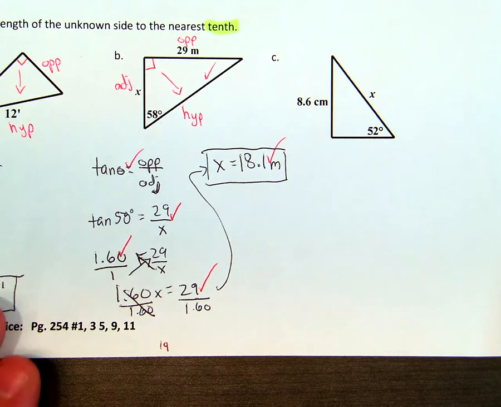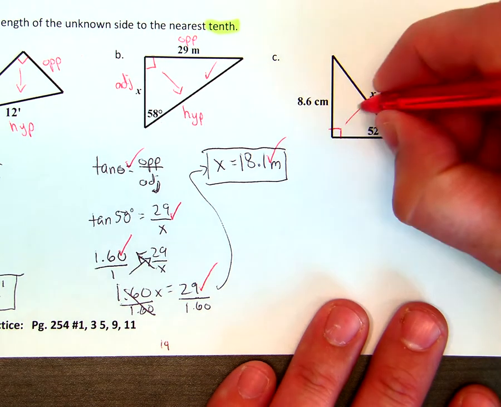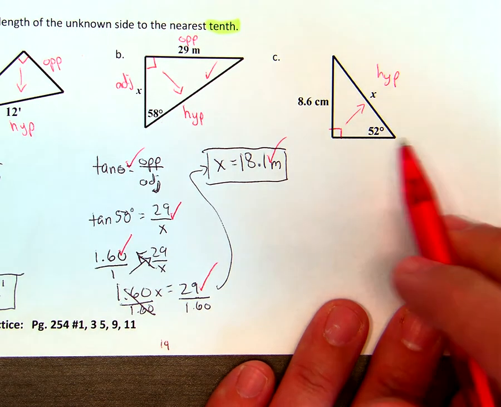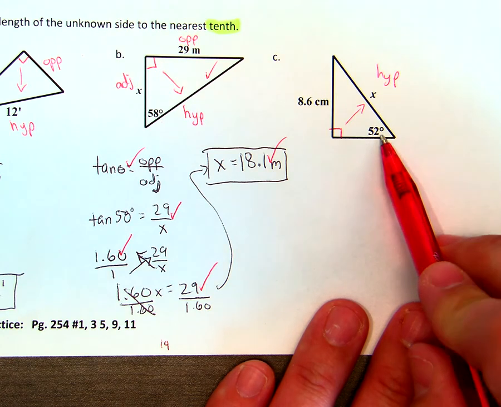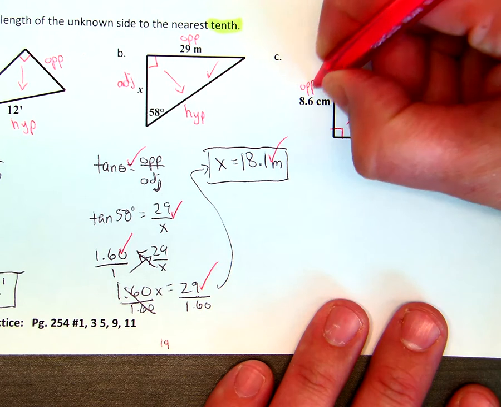Last one. So we have to label them. Across from the right angle is the hypotenuse. The theta is the 52 degrees, so beside the theta, or adjacent to it, is the adjacent. And the opposite side is the opposite.